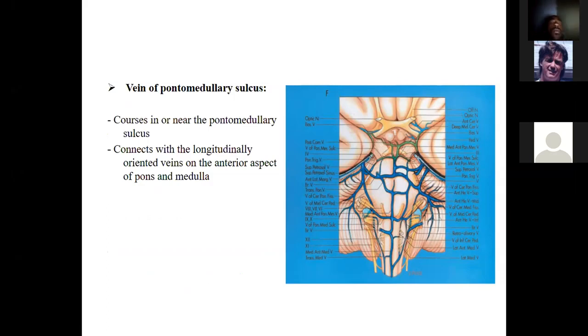Then we have the vein of the pontomedullary sulcus, which crosses in or near the pontomedullary sulcus, the space between the pons and the medulla oblongata below, and connects with the longitudinally oriented veins in the anterior aspect of the pons and the medulla. Part of these longitudinally oriented veins are the median medullary vein here, the lateral medullary vein, and the lateral anterior medullary vein, and this vein connects with those longitudinally oriented medullary veins.